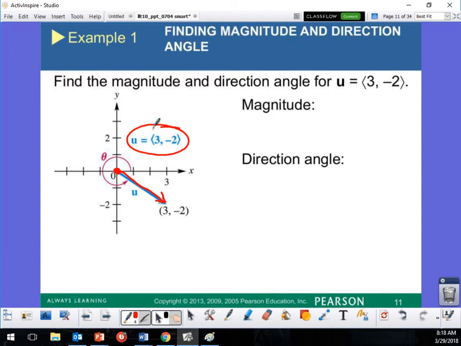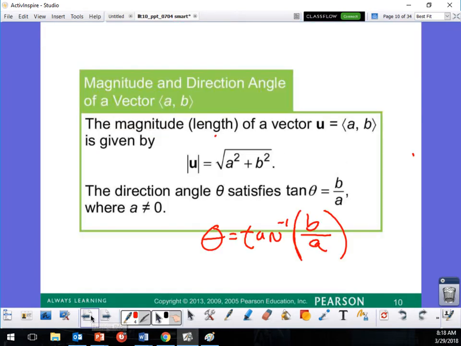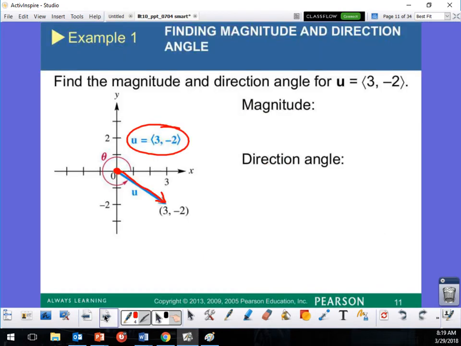Okay, Pythagorean theorem. Wait, when it says u, does it mean like the whole coordinate? Like 3 minus... Which one's A and which one's B? A is x, B is y. There we go.